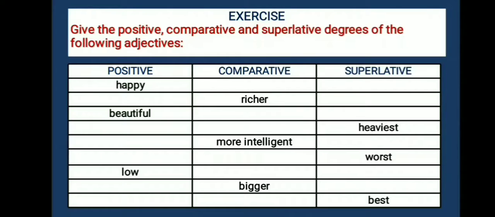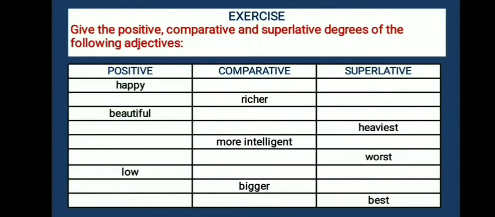The adjectives given under the positive degree are happy, beautiful, low. The adjectives given under the comparative degree are richer, more intelligent, bigger. And the adjectives given under the superlative degree are heaviest, worst, best. So please do it. I'll give you some time. I know you can do it. It's very easy for you.